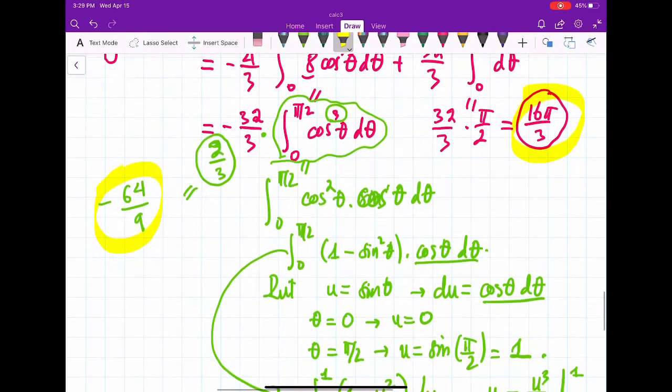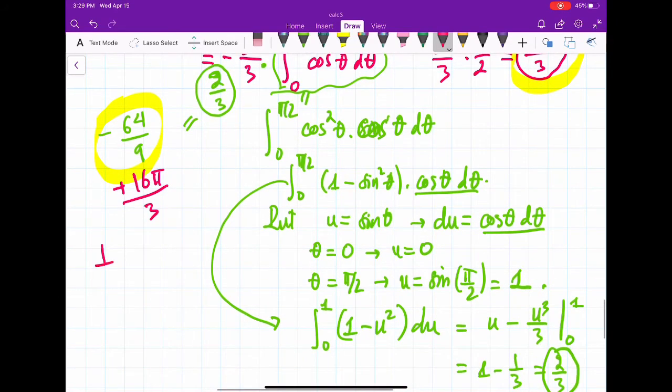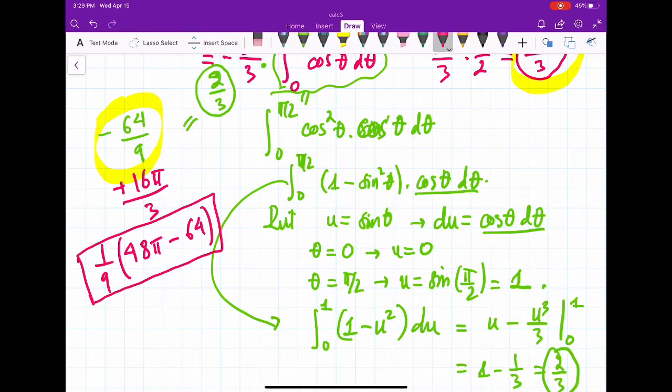Let's add them together. You have plus 16 pi over 3. So overall you have 1 over 9 times 48 pi minus 64. And that is the final answer.